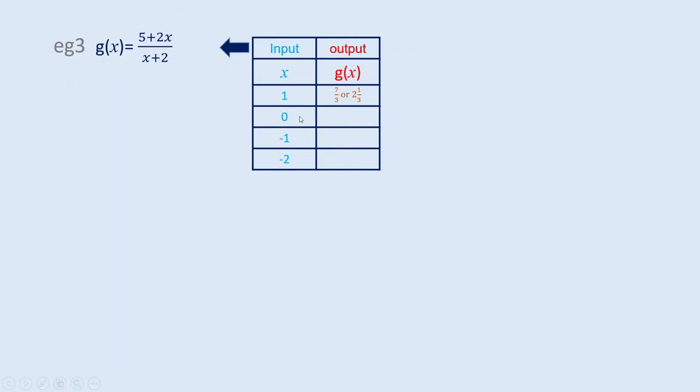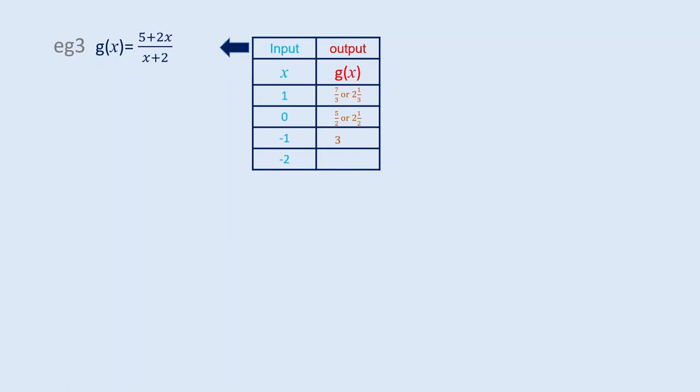Can I substitute 0 into this function? The denominator can't be 0, but that doesn't mean that my input value can't be 0. If I input 0 in for x, this would be 5 plus 2 times 0, which is 0. So 5 over 0 plus 2, which was 2. So 5 over 2, or 2 1/2. So that's not a problem. Can I input negative 1 into this function? If I put negative 1 into the function, I get 5 plus 2 times negative 1, which is negative 2. So 5 minus 2, which is 3, over negative 1 plus 2, that's 1. So 3 over 1 is 3.